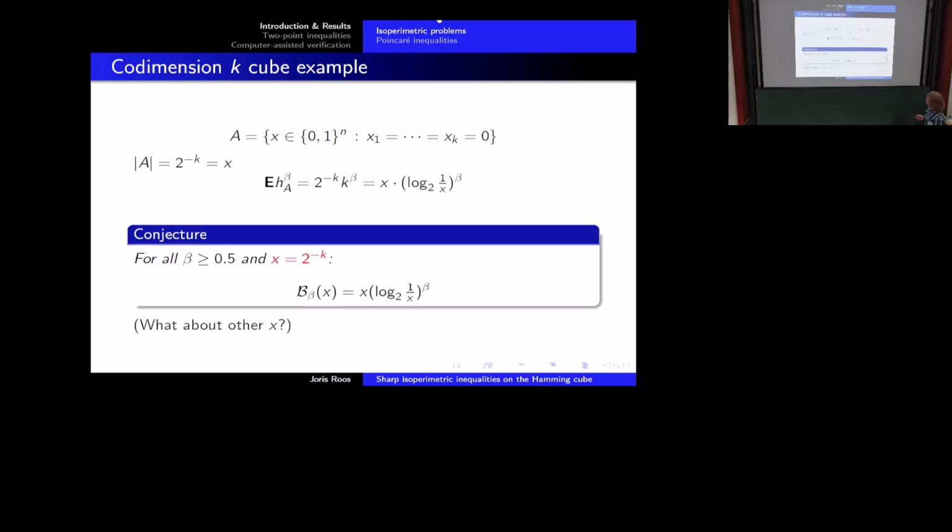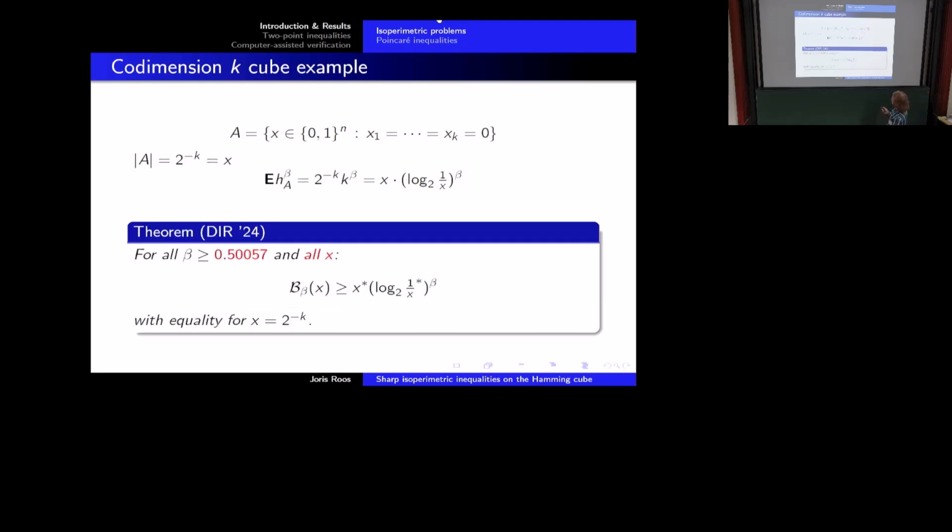And this is known now due to our work with Durcik and Ivanisvili for all beta greater or equal to 0.50057. So we couldn't quite get it down to 0.5. But one could hope that it's not far from here. Unfortunately, I have no idea how to get any further to 1/2. Otherwise, I would have done it.